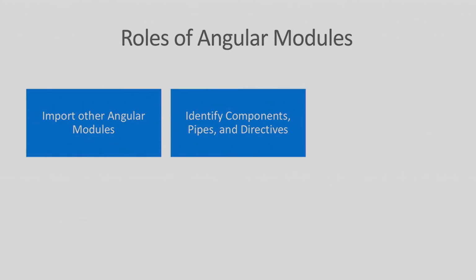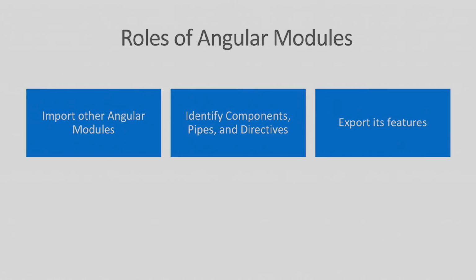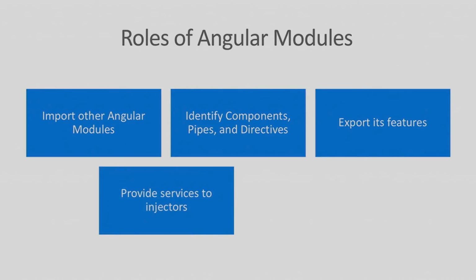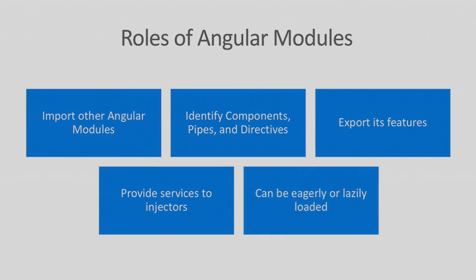Pipes are like filters for your code, like formatters. If you did Silverlight, like IValueConverters. We can identify those for the app. We export the features that the module should use. And then we provide services to our injector, the dependency injection system, and you can eager or lazy load them. You define how you want it to go. You can have part of the app eager load and part of the app lazy load.